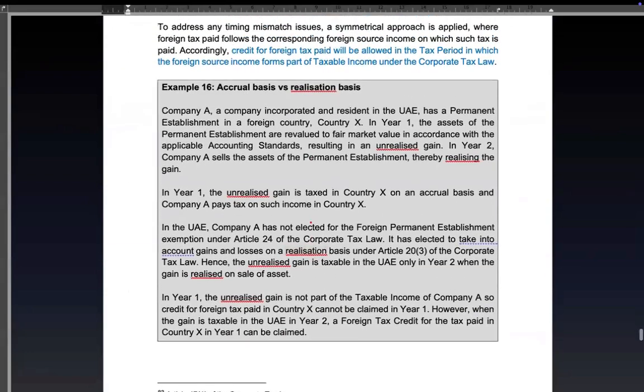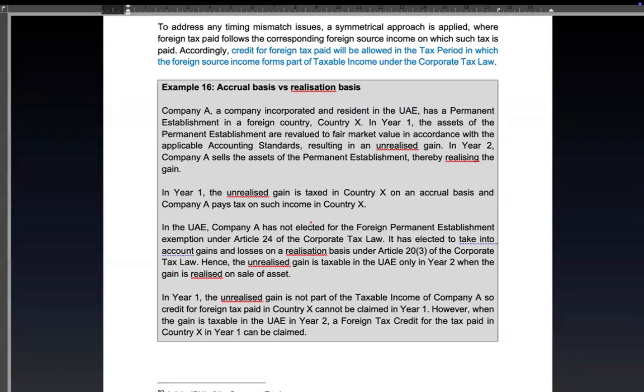Accrual or realization basis is what we're discussing. There can be a timing difference, and once there is a timing difference, you need to consider this. I have already told you, when this foreign source income is being considered for tax purposes in the UAE, then you can claim the foreign tax credit. Otherwise, you cannot claim the foreign tax credit.